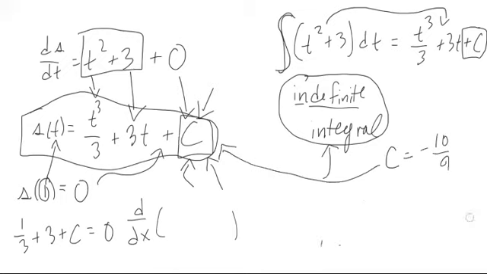So just knowing the derivative is not enough to figure out what the antiderivative specifically would be. You'd have to have some other information to be able to solve for what a constant is, such as this. Then in that particular case, we'd say that the specific antiderivative would be s of t is equal to t cubed over 3 plus 3t minus 10/9.